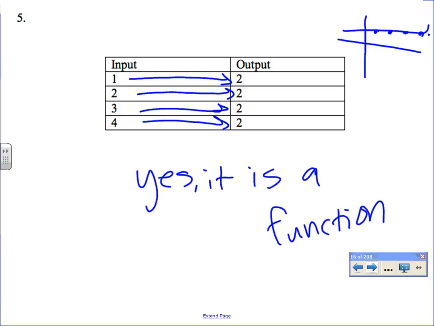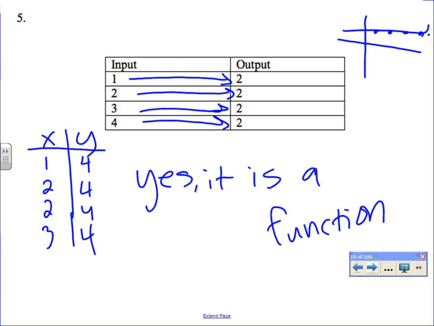Now, yes, there's exceptions to that. So that is a function. Every input has exactly one output. Neil. Good question. So let's say we have 1, 2, 2, and 3. And let's just say, Neil, that they all go to 4. So I want everyone to look at that. That's a great example.